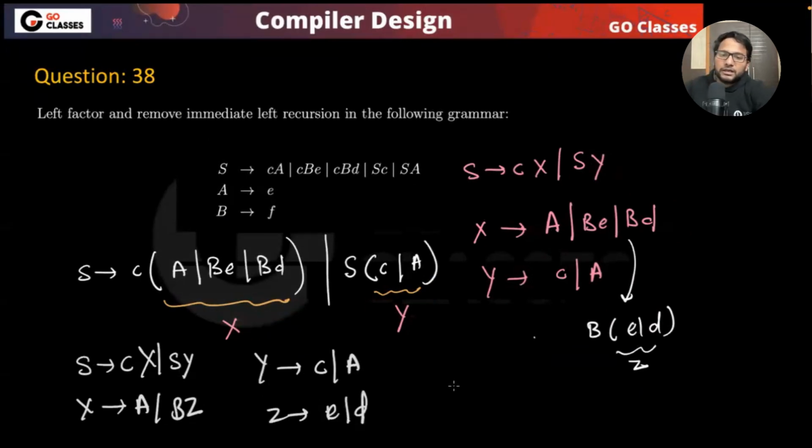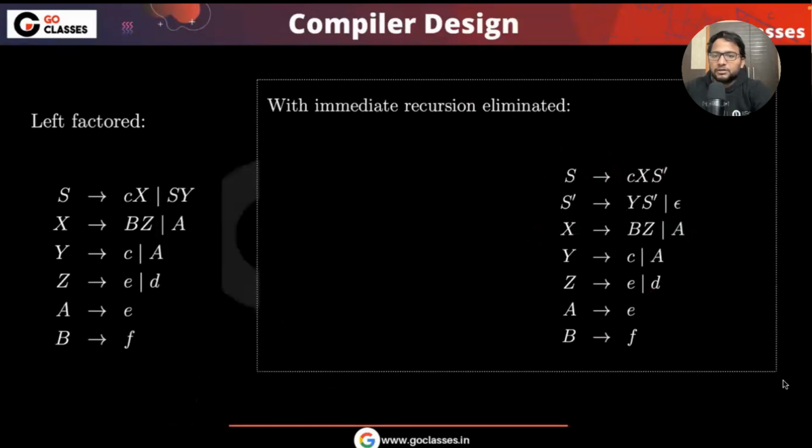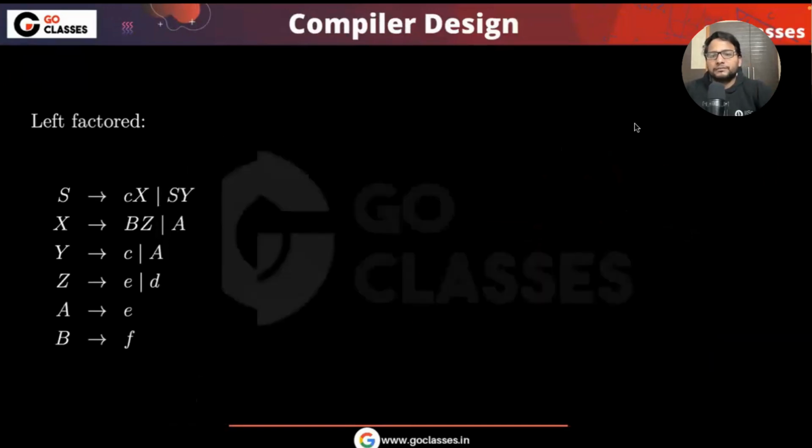Now they are saying that we also need to remove the left recursion here. So do you remember how to remove the left recursion? First of all, tell me, do we even have left recursion here? Let's check. This S is having left recursion, I think. So yes, there is a left recursion. So how to remove it?